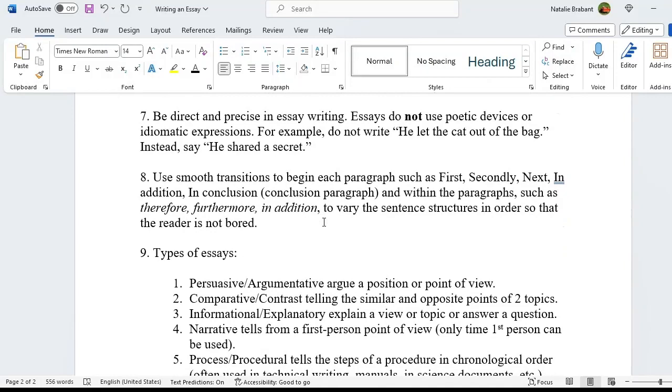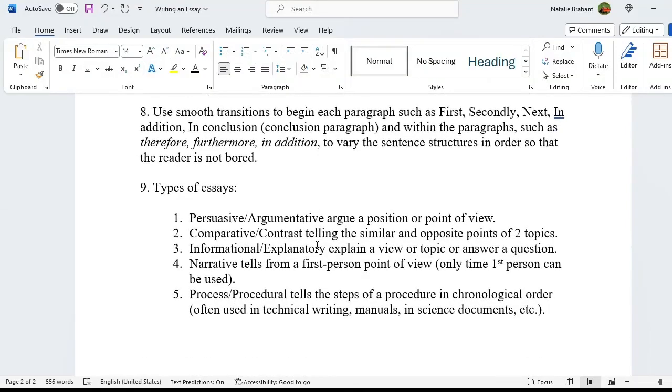Number 8, use smooth transitions to begin each paragraph, such as first, secondly, next, in addition, in conclusion. Conclusion paragraph, of course, for that one. And within the paragraph, use transitions such as therefore, furthermore, in addition, to vary the sentence structures so that the reader is not bored, and so that the sentences have nice flow.